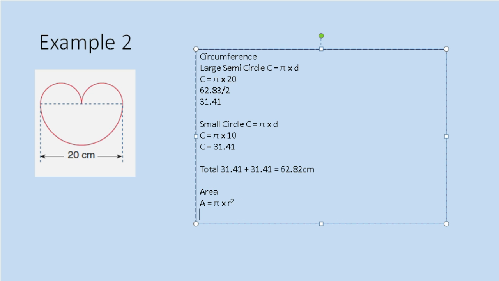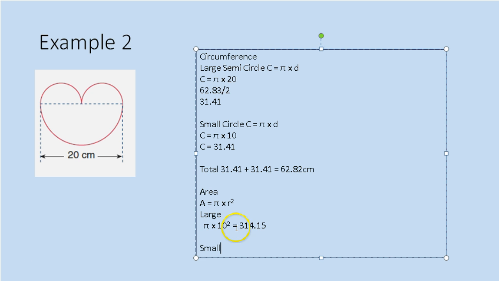Alright, let's have a look at the second part, finding the area of both. So first we need to find the area of the large circle. So we're going to go pi times 10 squared, because again we're finding the radius. That gave us 314.15. So that's the large, so that's the area here. Now we've only got a semicircle, so again we need to divide that by 2. So the area of the larger one is 57.08 centimeters squared.